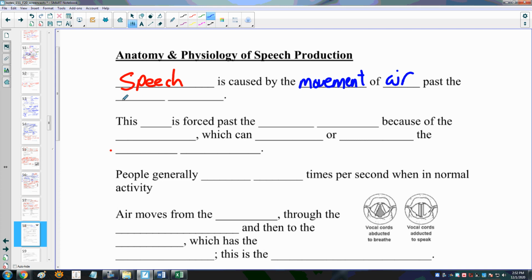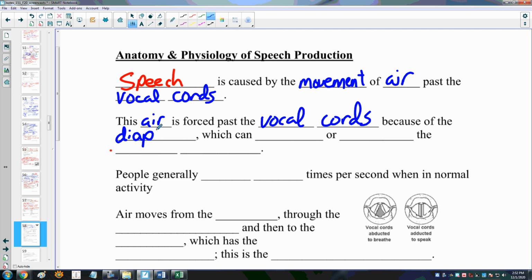Past the vocal cords. This air is forced past the vocal cords because of the diaphragm. Remember we talked about the diaphragm, that diaphragm makes that chest cavity get bigger or smaller. By increasing the volume, you decrease the pressure, and then vice versa. According to Boyle's law, this diaphragm can enlarge or shorten the chest cavity.